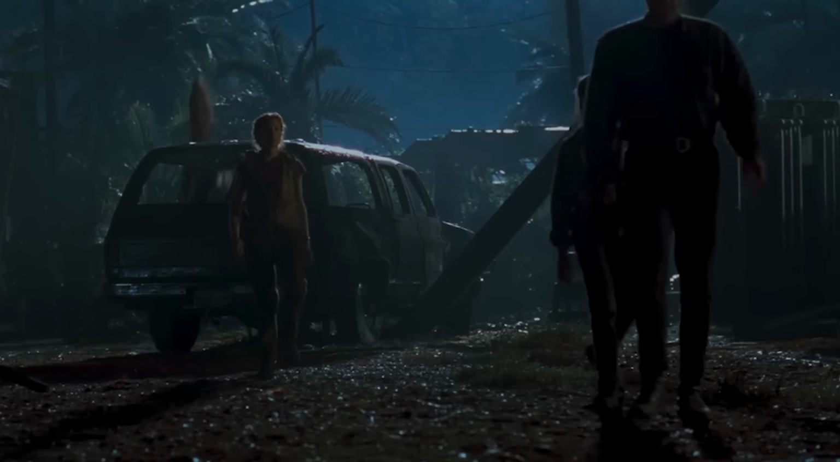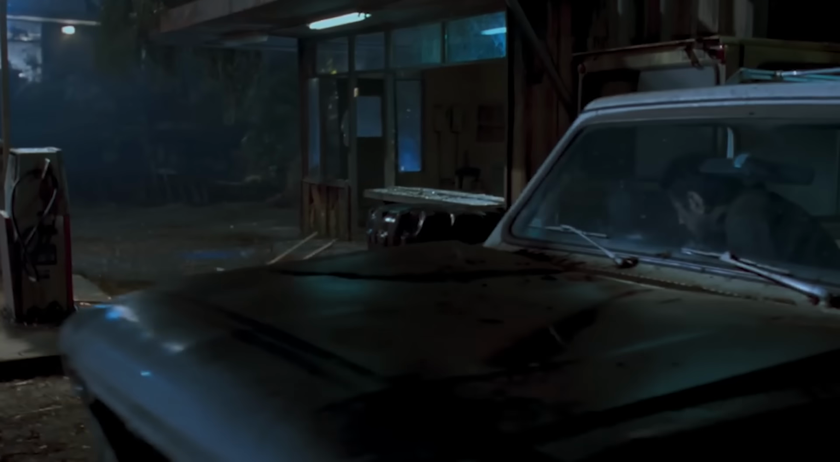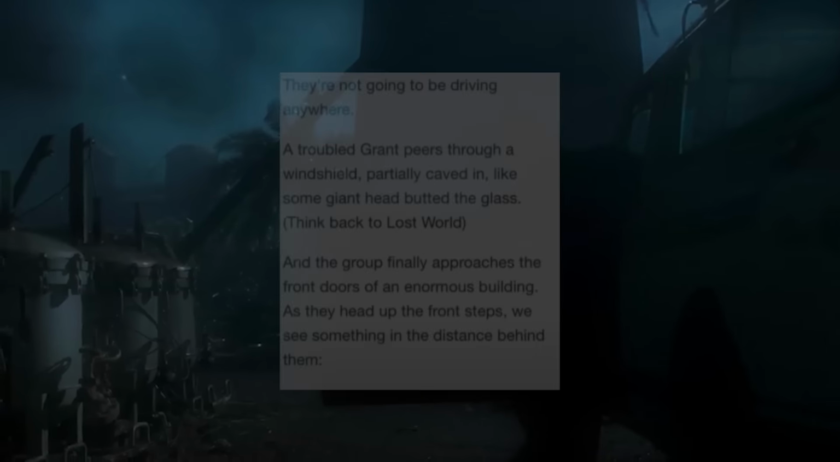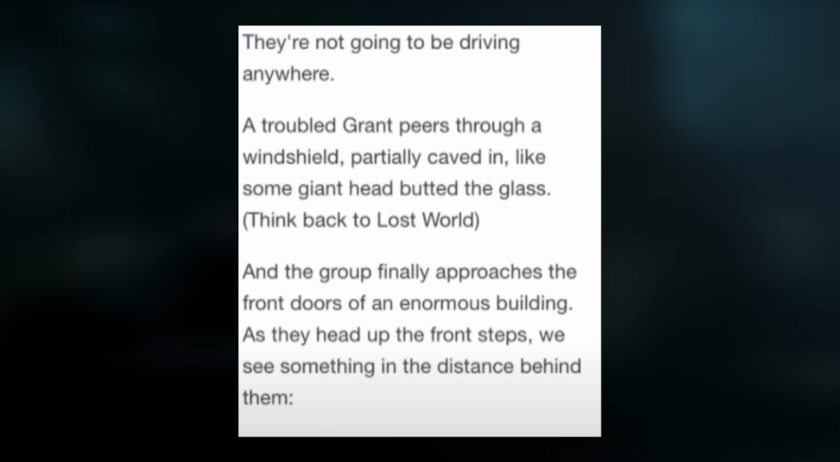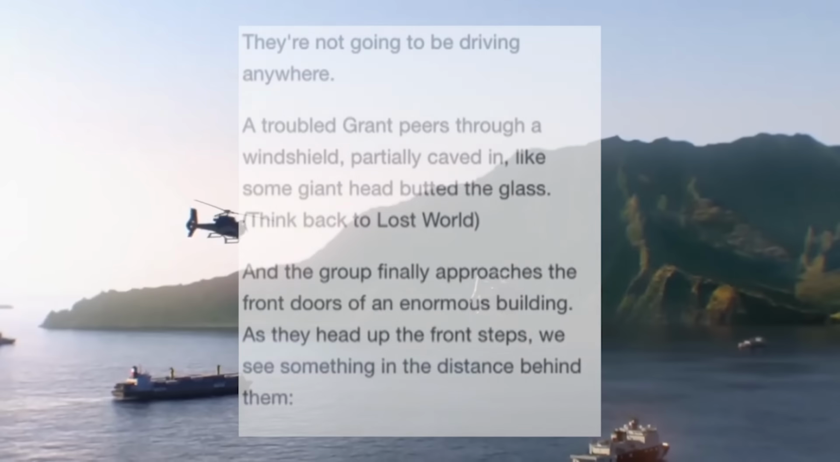During Alan Grant's journey through the InGen compound going to the embryonics lab, they pass a destroyed vehicle with the window smashed out, which is explicitly referred to as the one from The Lost World: Jurassic Park, with Dr. Ian Malcolm inside being attacked by the raptor. And the exact words are as follows: "A troubled Grant peers through a windshield partially caved in, like something giant head butted the glass. Think back to the Lost World."